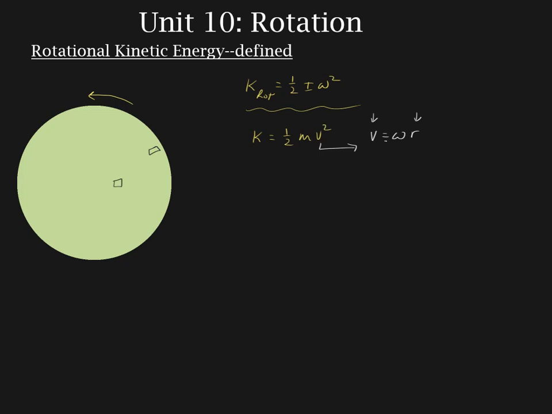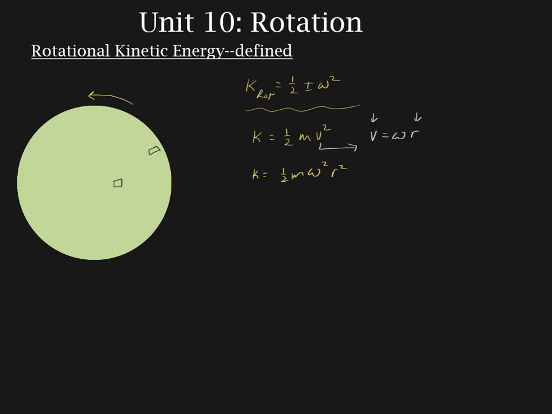So all I have to do is substitute omega r in for v. And when I do, we get K is equal to 1/2 m times, now v squared is equal to omega squared r squared, so we get 1/2 m omega squared r squared. That's going to be the kinetic energy for the individual chunk.